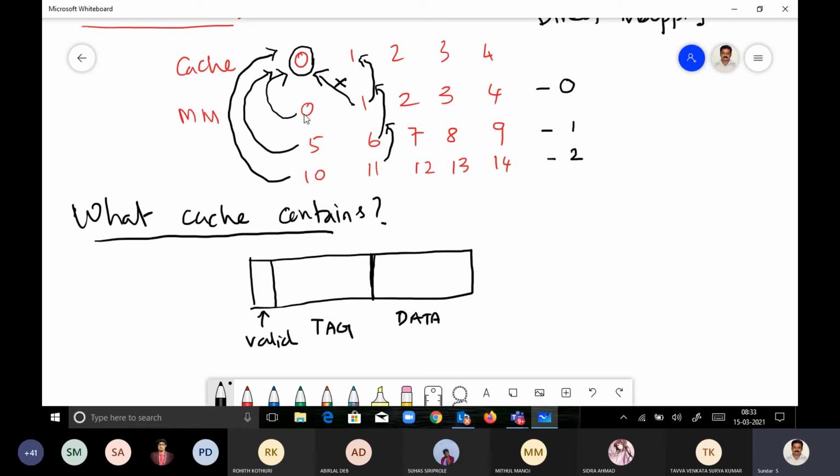Data, suppose 0 to 0, it means what? The content of 0 is loaded into 0. The content of 5 is loaded into 0th location. The content of 10 is loaded into 0th location, right? So something like that.